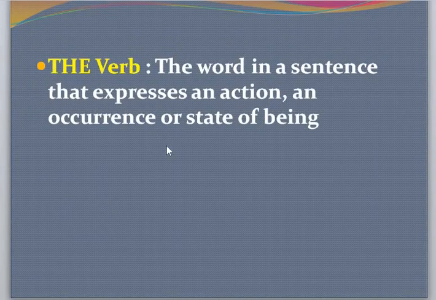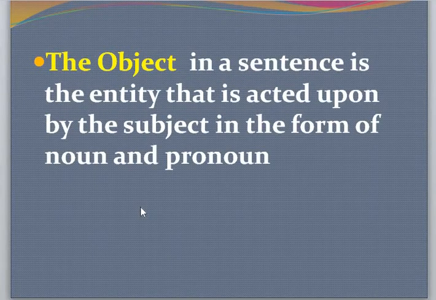And a sentence is a combination of subject and predicate. The verb has already been explained to all of you. The word in a sentence that expresses an action, an utterance or a state of being is called a verb. And the verb is called the soul of a sentence because a single verb can be a sentence, but without a verb we cannot make a sentence. So, what is the object in a sentence? The object in a sentence is the entity that is acted upon by the subject, in the form of a noun or pronoun.